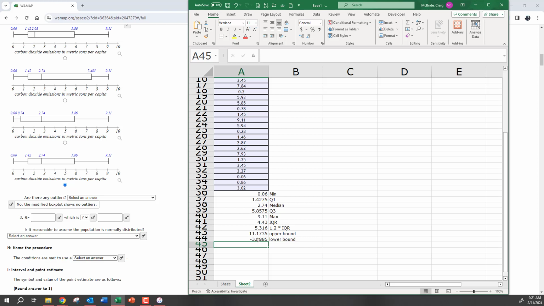So anything smaller than -3, which we know is impossible, right? Because, I mean, if we're measuring something in the real world, you can't get a negative. We saw, for instance, that our smallest one was 0.06. So we know nothing's going to go beyond the lower bound. And then above the upper bound would mean it'd have to be bigger than 11.1, and we saw our maximum was 9.11. So again, we've kind of verified that there are no outliers in our data set.